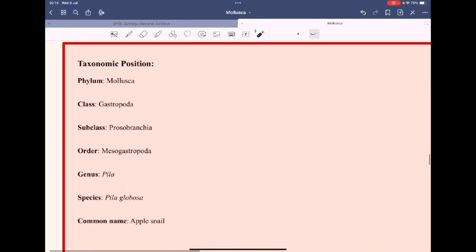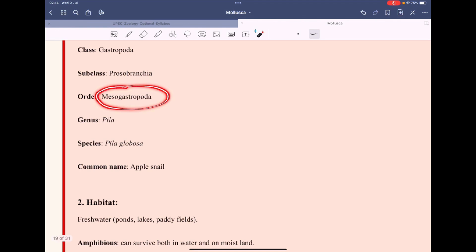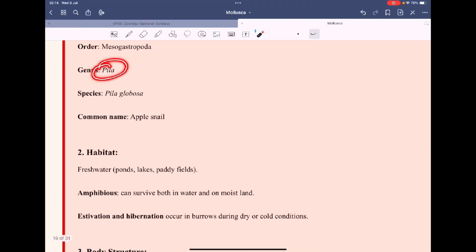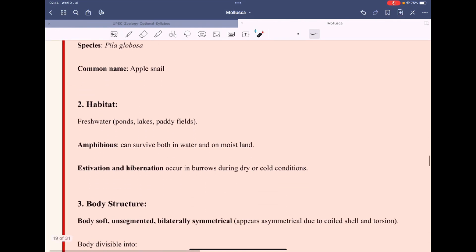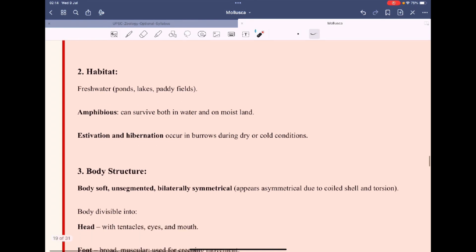The Pila is in the phylum Mollusca, class Gastropoda, subclass Prosobranchia, order Mesogastropoda. Genus is Pila and species is Pila globosa, also called the apple snail. They are freshwater and amphibious. So yes, the question has been asked: give one example and explain the amphibious mollusks. They can survive both in water and on moist land.